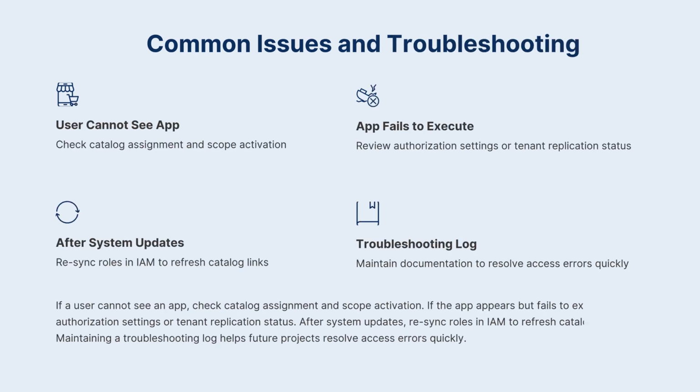Common issues and troubleshooting. Sometimes users log in and can't see certain apps or receive authorization errors. This typically occurs when catalogs are not properly linked or scope items were not activated during setup.